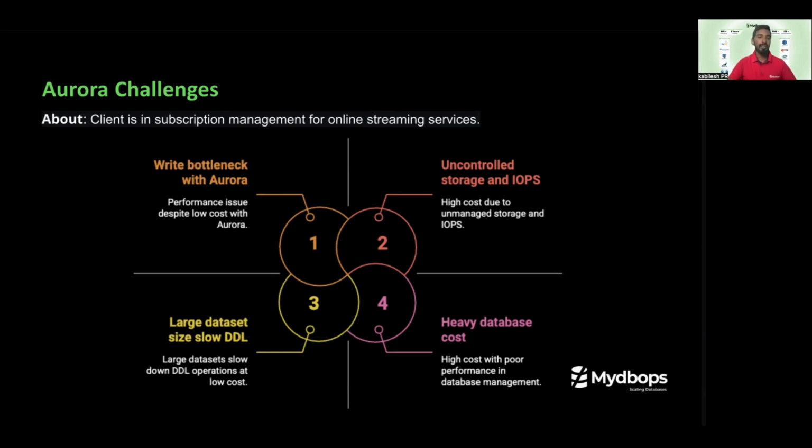Even with 24x Aurora, as everybody knows, by design Aurora cannot change the redo log file size, which was the major bottleneck causing write scaling issues. Even with that, they cannot scale it. And with the uncontrolled storage size, they have around 15 terabytes of data, and IOPS was uncontrolled. That means they are spending hugely just on maintaining this Aurora cluster. And slow DDLs, again, DDLs were very costly in their use case. They cannot even take a single minute of downtime, and heavy database cost, obviously, with that.